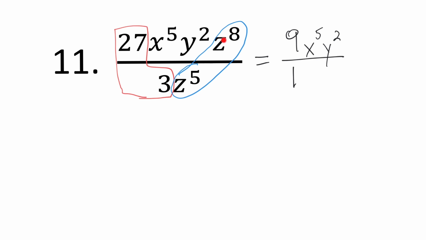So you look at the highest exponent, it is on the top, z to the 8th power. So you are going to keep the z on the top, and you are going to subtract the exponents. Biggest 8 minus the smallest 5, that's going to be 3. On the bottom, we don't have anything else, so actually we don't need that 1. You can make it invisible in a fraction. So the answer will be 9x to the 5th, y squared, z to the 3rd power.